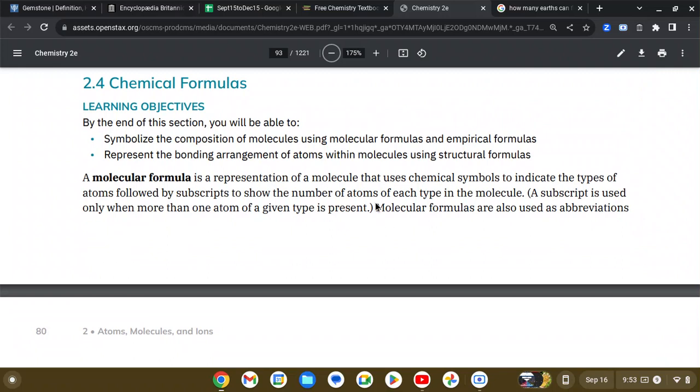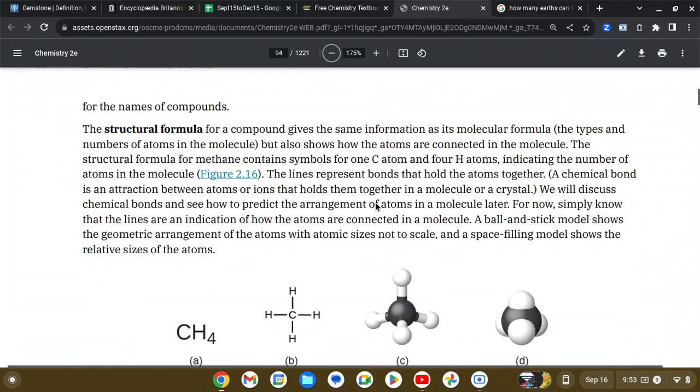A molecular formula is a representation of a molecule that uses chemical symbols to indicate the types of atoms, followed by subscripts to show the number of atoms of each type in a molecule. A subscript is used only when more than one atom of a given type is present. Molecular formulas are also used as abbreviations for the names of compounds.